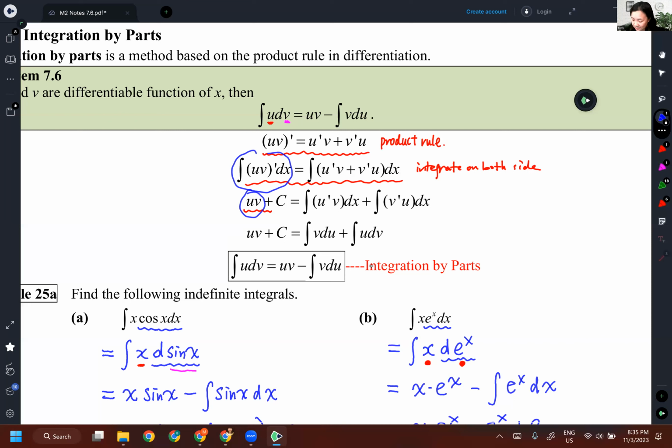On the right hand side, I'm splitting. That is the addition rule of differentiation, splitting.